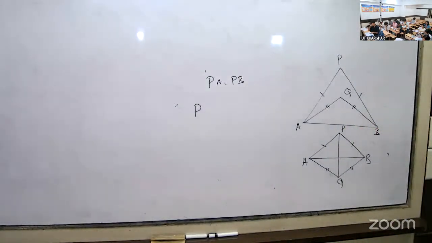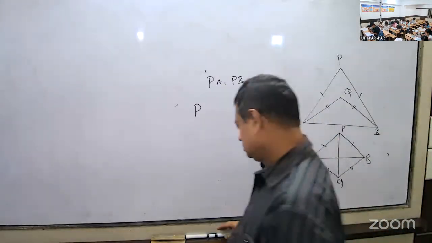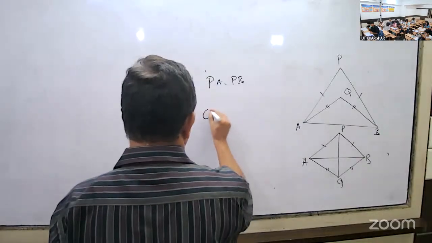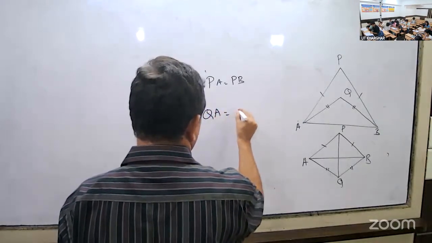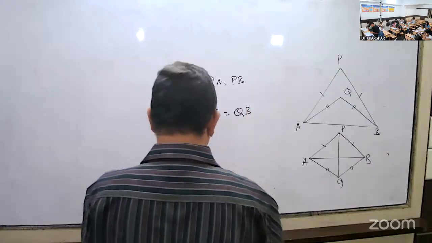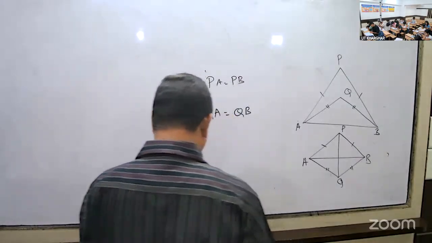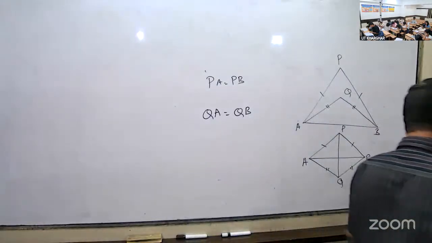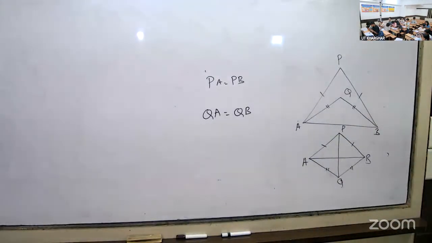Next, QA is equal to QB. Reason: given. Therefore, Q lies on the perpendicular bisector of AB. No need to write the theorem again, by the above theorem Q lies on the perpendicular bisector of AB.